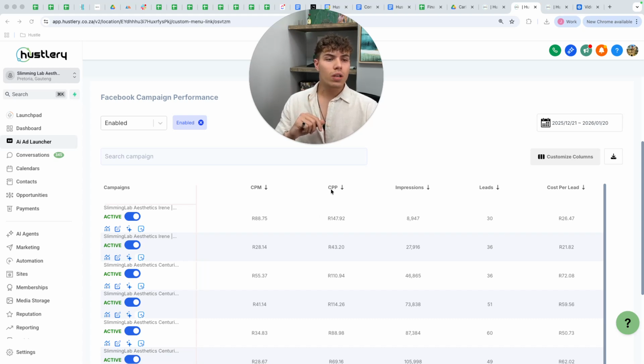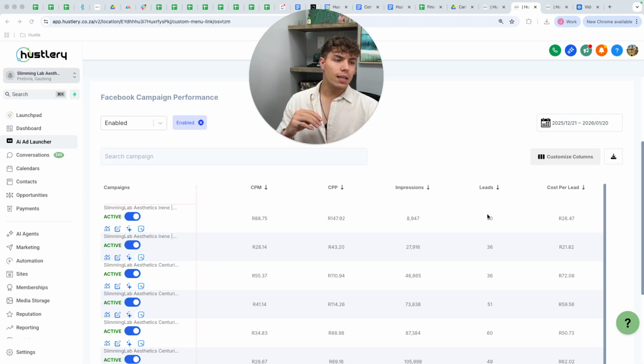And then the next one we're going to look at is the CPP, which is cost per purchase. That is how much it costs for her to get someone to actually purchase one of her services. And then the impressions is 8,947. That is not something you should really worry about. Impressions is something that we call a vanity metric. It doesn't really make a big difference in your business.